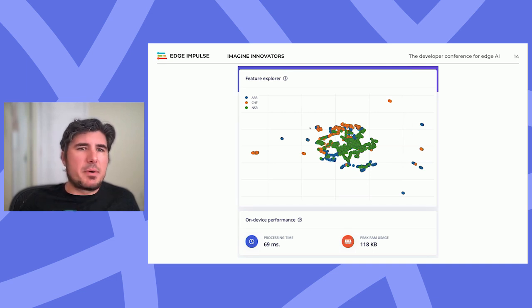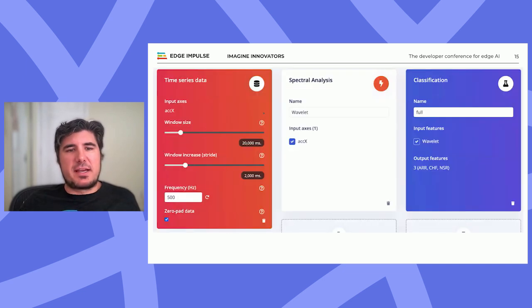There's some overlap, but it also looks like it's separating. So these different colors are different classes. Remember, we have normal, arrhythmia, and heart failure. If you're familiar with Studio, our pipeline looks like this, but if you're not, let me show it to you in just a basic flowchart.